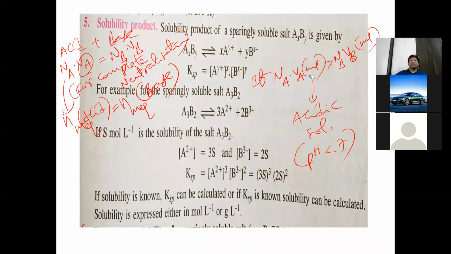And if you reverse it, suppose NaVa is less than NbVb, in that case what do we get? Basic solution. For a basic solution, pH will be greater than 7. So this way we have to understand the concept of normality and volume. Here normality of acid is nothing but the H plus ion concentration of the acid. Normality of base is nothing but the OH minus ion concentration of the base. So for bases, always, OH minus ion concentration is equal to normality of the base. Remember. Okay, so like that we have to understand the concept of mixing of acid and base.